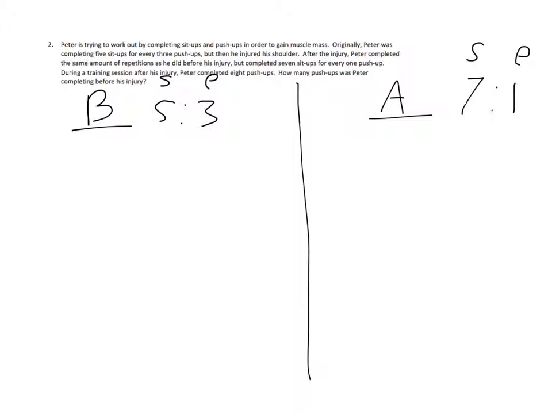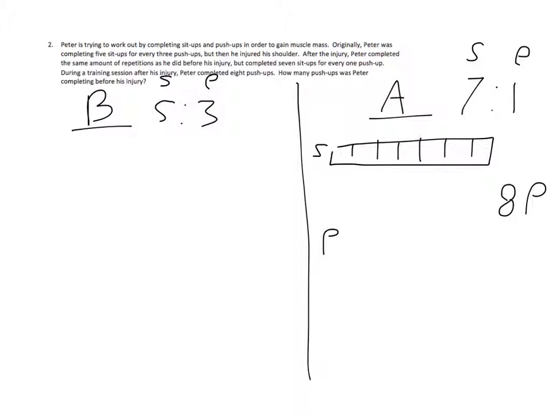Okay, well, in order to do that, we got to see what this last piece of information he gave us. He said he did 8 push-ups after his injury. So after his injury, he had 8 push-ups. Well, let's start with the tape diagram for after. He had 7 sit-ups. 1, 2, 3, 4, 5, 6, 7. And that was the sit-ups. And the push-ups, he only had 1.